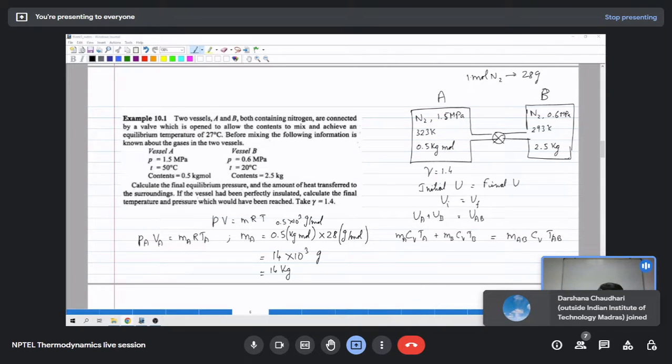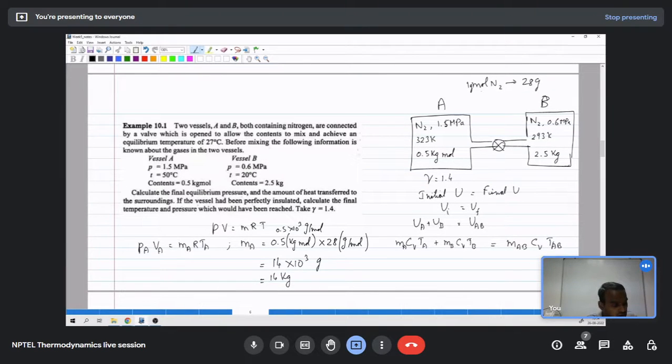So this is generally 1 gram mole, which is 28 gram. Now 1 kg mole of nitrogen will have 28 kilograms, so 0.5 kg mole is 14 kg. So we have found the mass of nitrogen which is present in the vessel A. Now we can calculate the volume of vessel A. So VA is given by MA R TA divided by pressure of A.